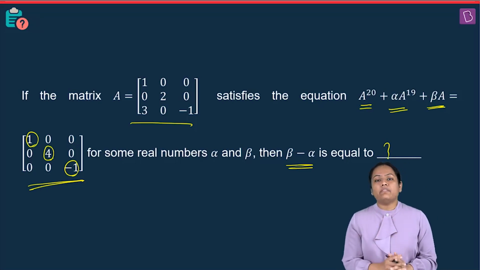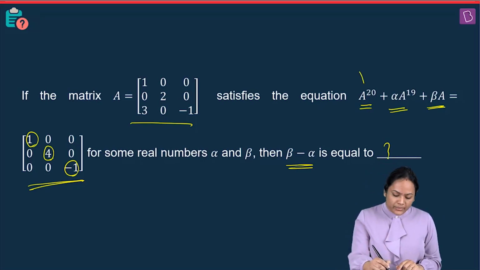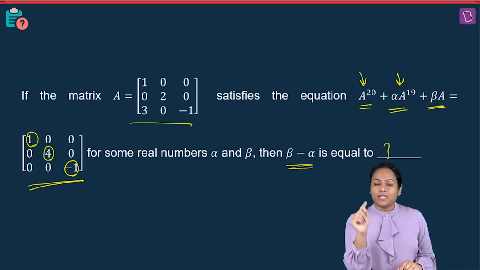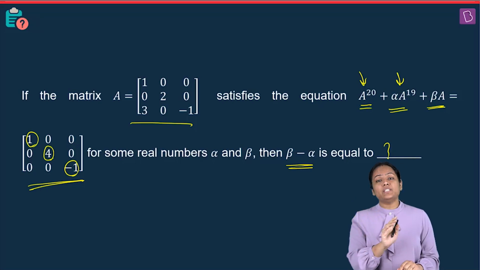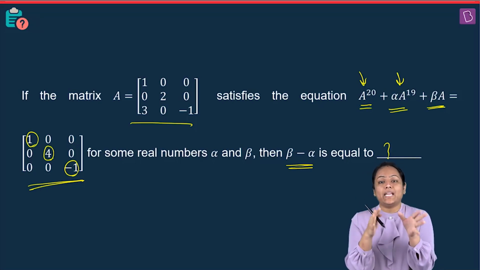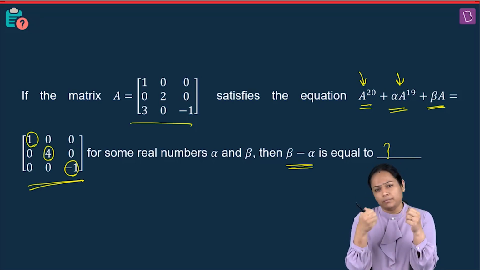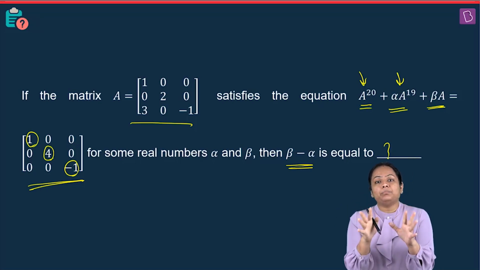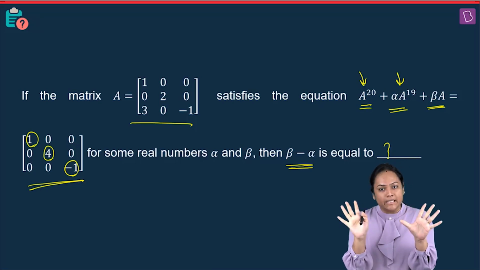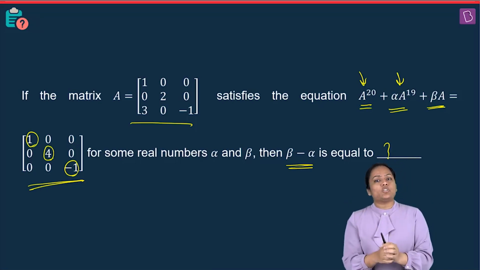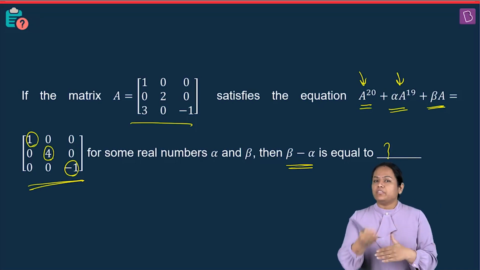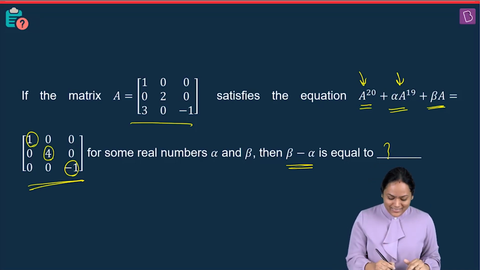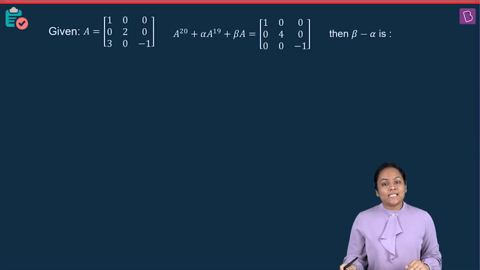So here what you have to do is obtain A raised to 20 and A raised to 19 to get alpha and beta. For that, I obviously have to find A square, or A cube, till maybe A raised to 4, to observe what the pattern is. That is the part which made the question a bit lengthier. To find A square, we multiply A into A, then further A cube and A raised to 4. So let's see what the pattern is coming out as.